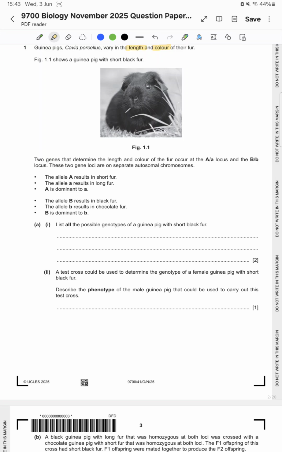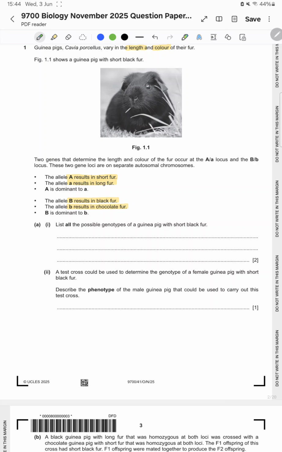It's a simple autosomal case, two genes which are present on separate autosomes. Here we can see the capital A is referring to short fur, which is definitely the dominant one, and small a is referring to long fur, which is the recessive one, as we can see with the letters. Secondly, the allele capital B results in black fur, which again is the dominant one, and small b results in the chocolate fur, which of course is the recessive one.